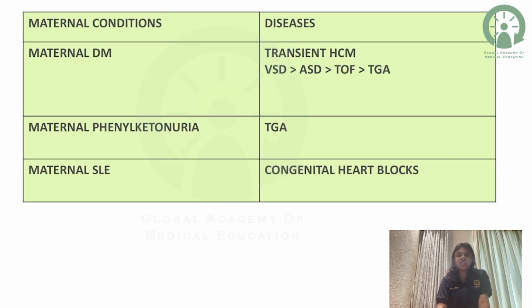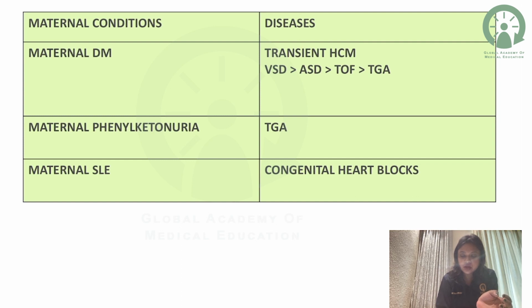Next, some maternal conditions and diseases. First is the infant of a diabetic mother, if the mother is having diabetes mellitus. The most common cardiological finding that you can get is transient hypertrophic cardiomyopathy. So if a child has maternal diabetes mellitus, then the most common cardiological finding is transient HCM.